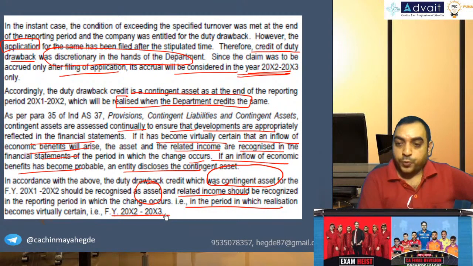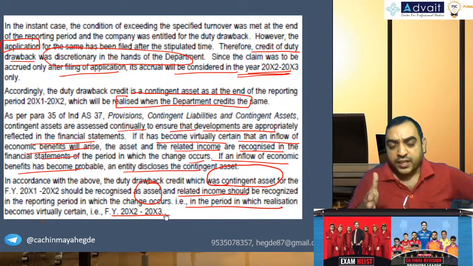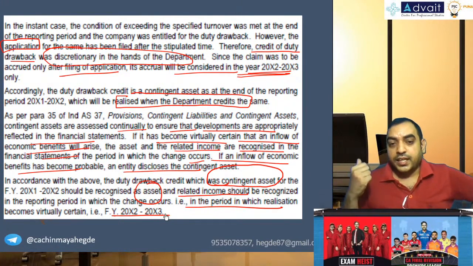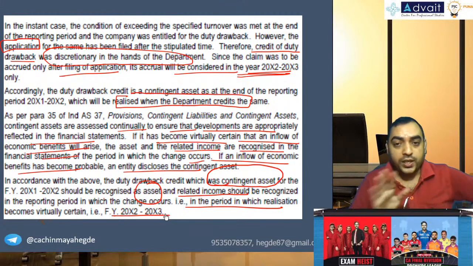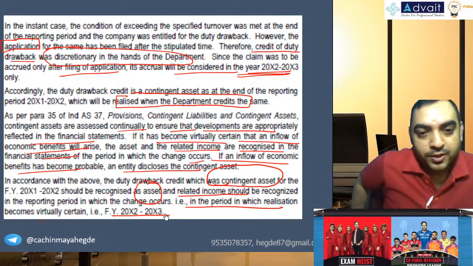Contingent asset, because it is probable, more than 50%, less than 95%. Those percentages are all guideline numbers. You can't accurately go by those numbers. But here, the contingent assets are definitely probable. The events are telling it, so you can go for disclosure only, but not for recognition. They are not virtually certain, they are only probable.